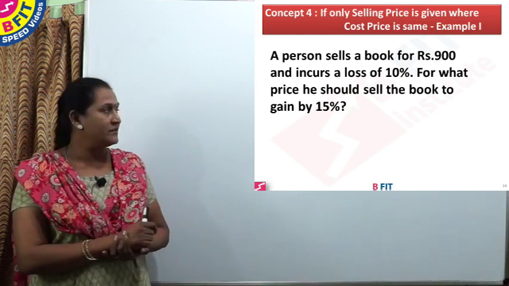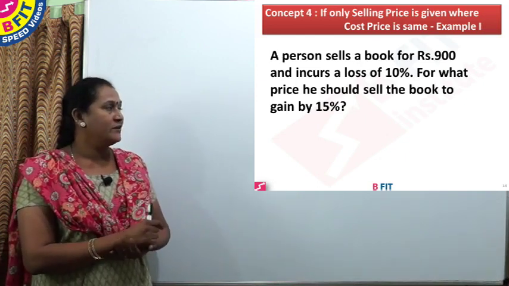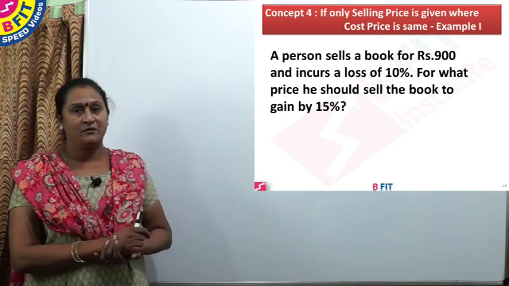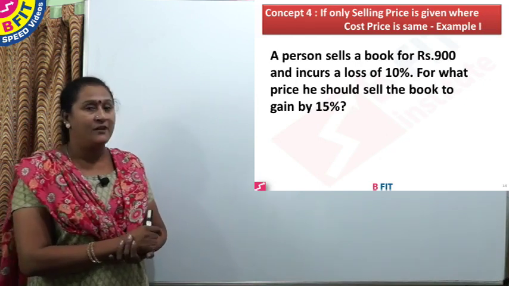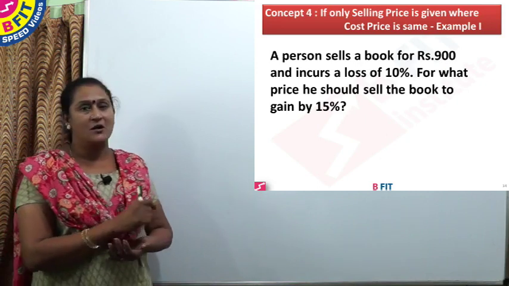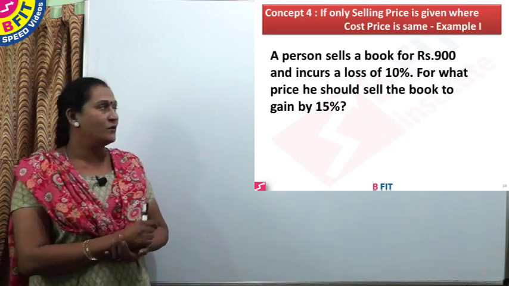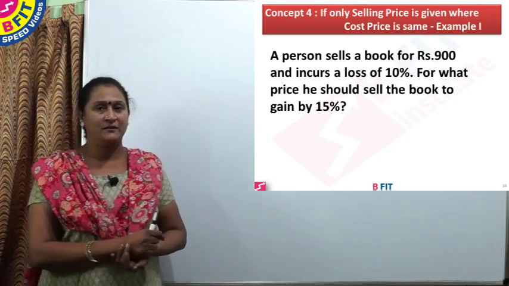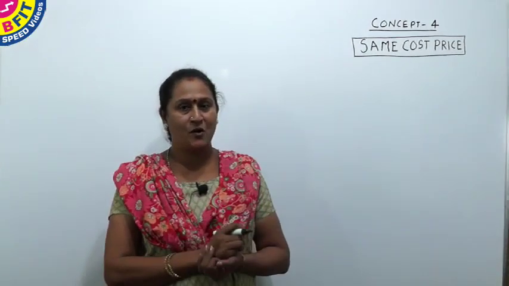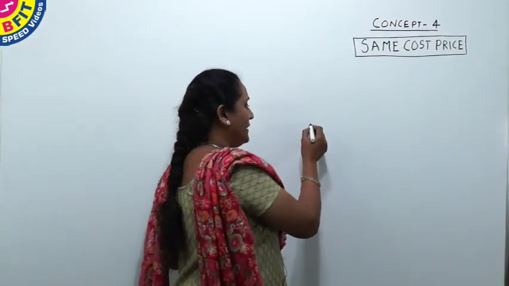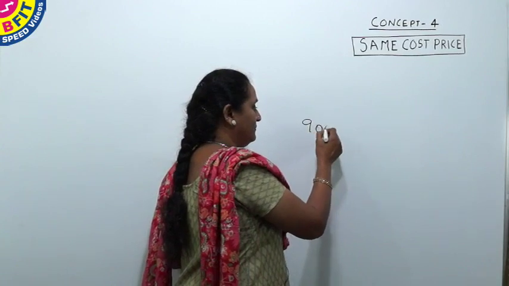So loss percent is given. So for what selling price will he gain 15%? In this, the concept is that the cost price is the same. So we'll see how to find the selling price. Using the same cost price concept, we'll write the selling price as 900.